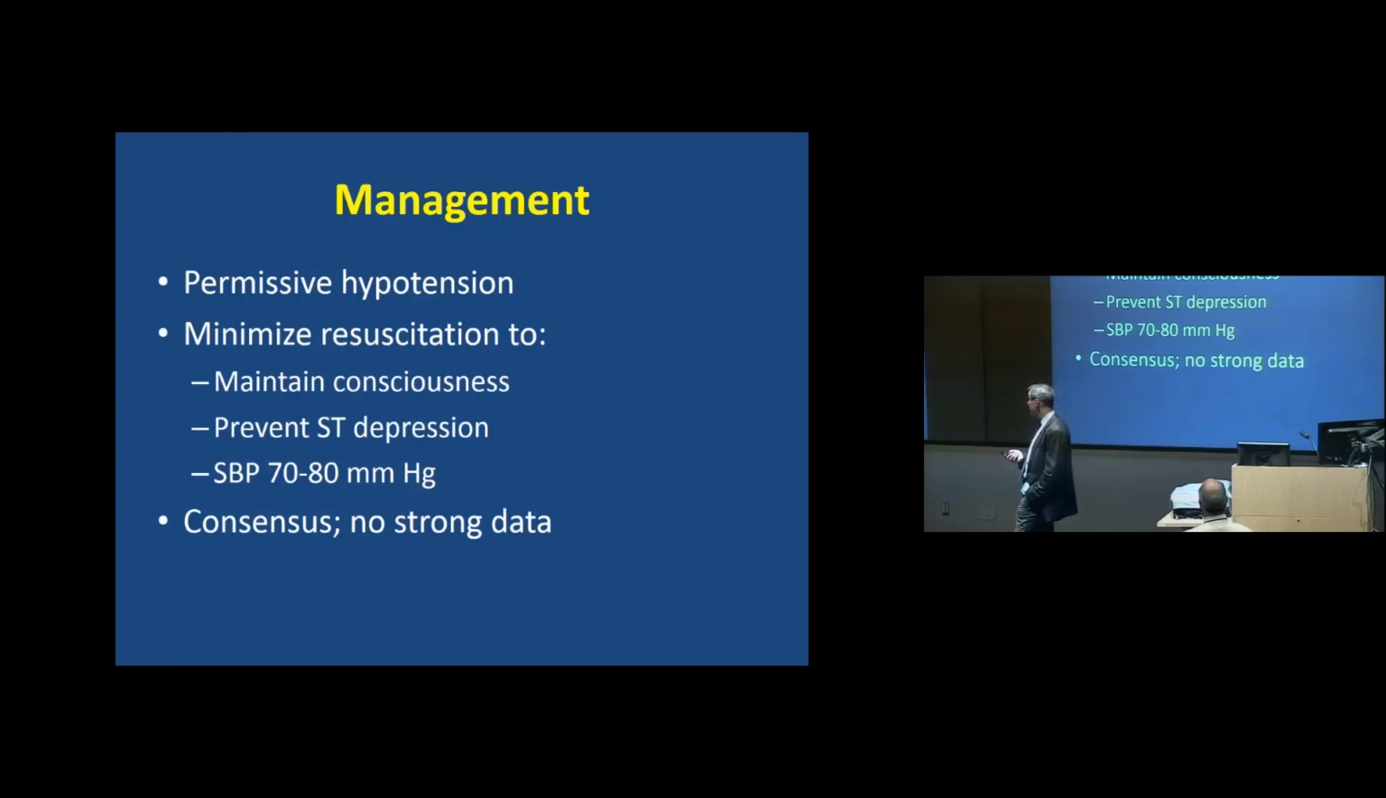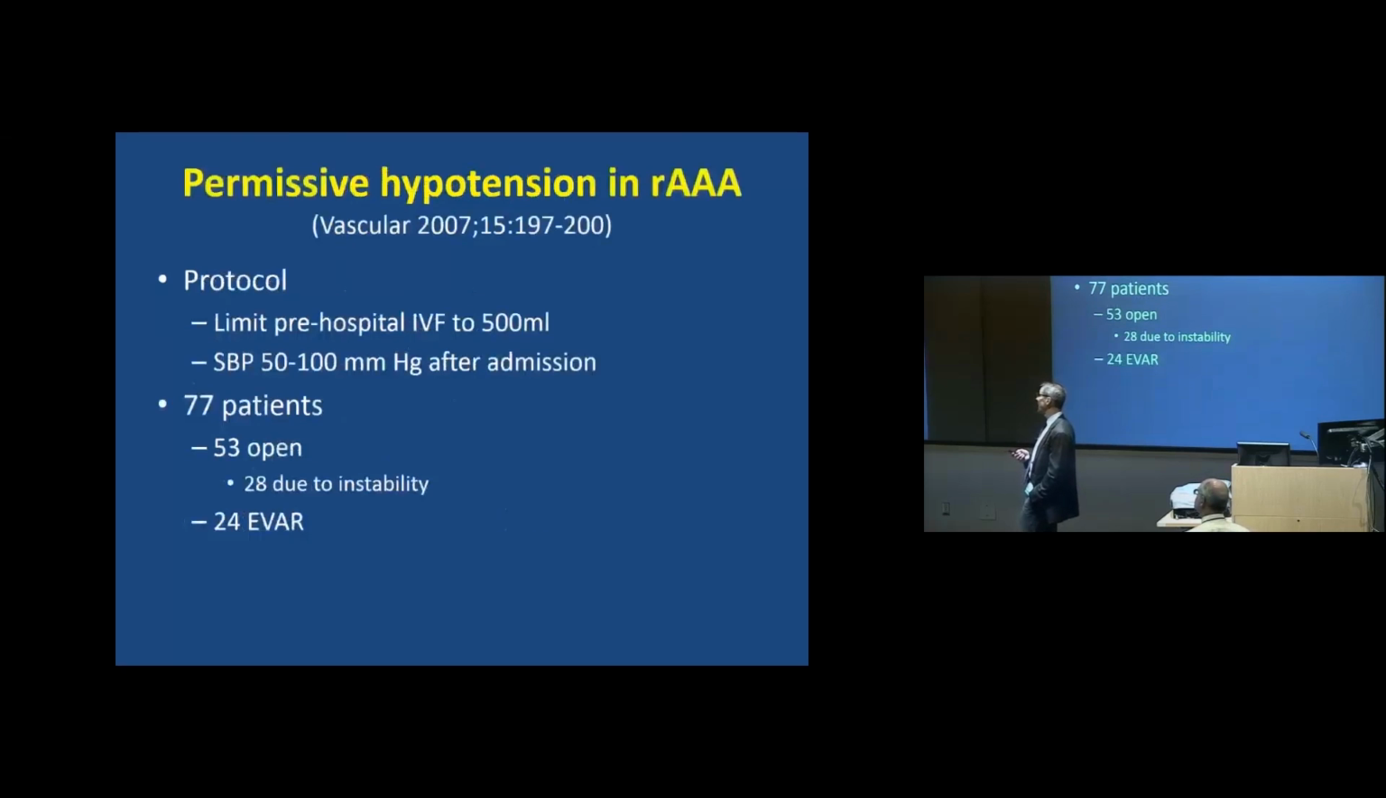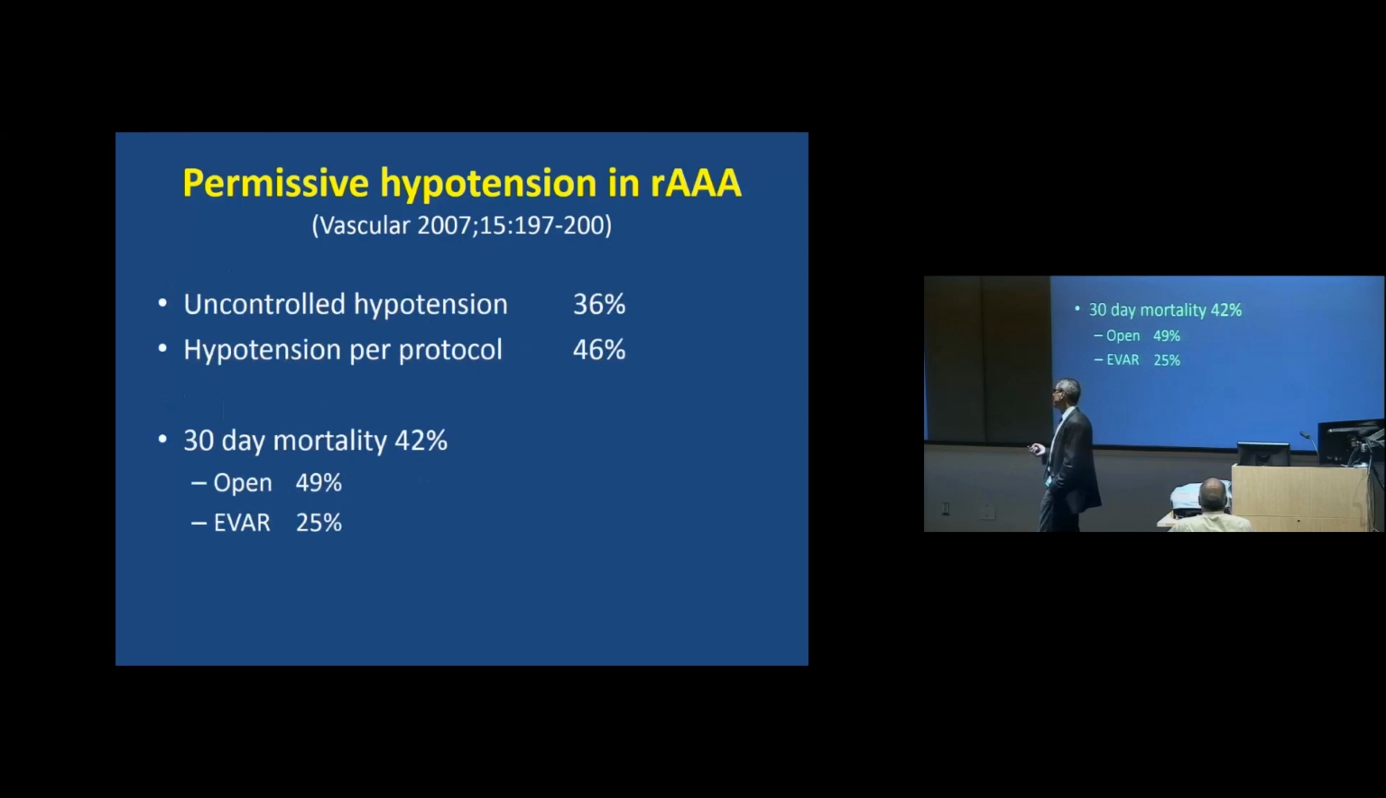There's no strong data. In fact, the only paper I could find looking at this for ruptured aneurysms is a paper published back in 2007. Completely uncontrolled. This is just a report of their protocol to limit pre-hospital fluid to 500 milliliters and accept the systolic blood pressure of 50 to 100 millimeters of mercury after admission. 77 patients, 53 had open repair and 24 had endovascular repair. About a third of the patients had uncontrolled hypotension, about half had hypotension per their protocol, and they showed the mortality was similar to what others have reported, 49% for open and 25% for EVAR.